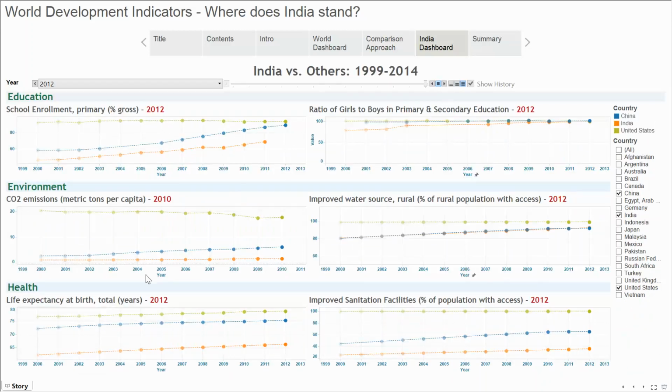Next comes indicators in education, environment and health, which are highly correlated with economic growth. So India needs to catch up a lot, be it the school enrollments, life expectancy or improved sanitation. But the good thing is visualization shows India is doing better in ratio of girls to boys in education as well as water access to the rural population, though we still need to catch up a bit with the US.